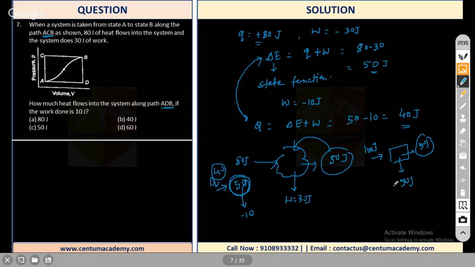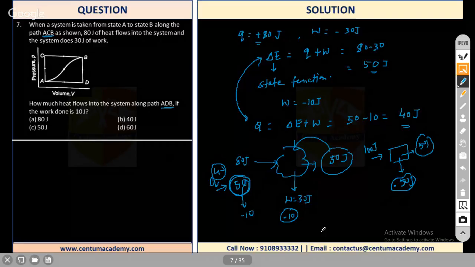Now you see, if this work done is negative, then it means what? We are doing work on the system, right? So the internal energy will be 100 plus 50, that will be 150. Like this here, if you see 10 joule of work is there, and this work is minus 10, right?